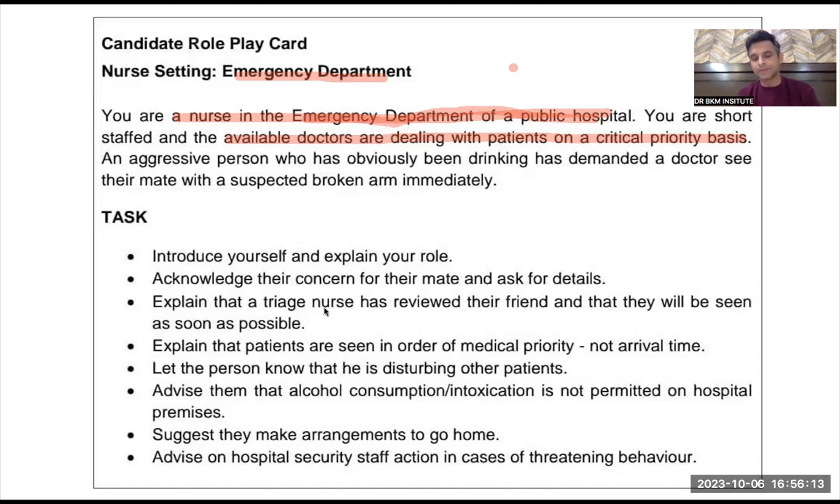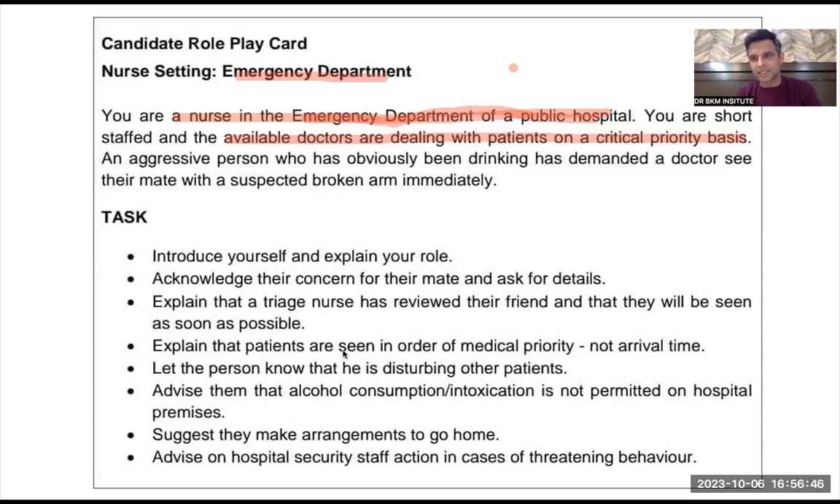Then you say, don't worry, a nurse has reviewed your friend and they will be seen as soon as possible. A nurse has already reviewed your friend and there is nothing to worry, and the doctor will be here very soon. You just say this, the doctor will be here very soon. Then the next point is, explain that patients are seen in order of medical priority, not arrival time. Obviously you cannot speak this yourself. The patient will say, oh nurse, I have been here for half an hour, you are not attending my friend, why are you doing so?